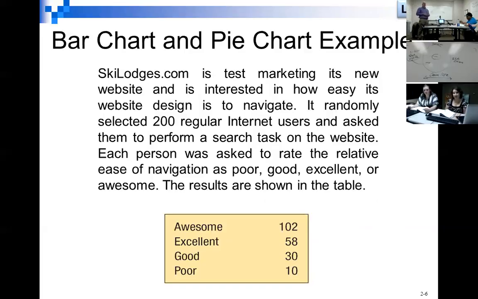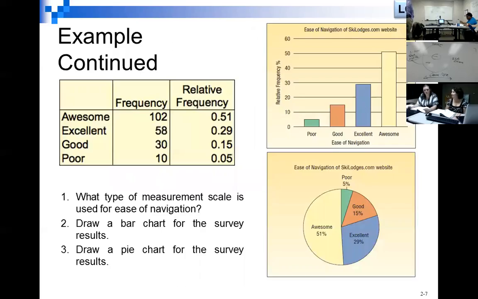They randomly select 200 regular internet users and ask them to perform a search task on the website. Each person was asked to rate the ease of navigation as poor, good, excellent, or awesome. And here are the results that are shown. What type of measurement scale is used for ease of navigation? All right, draw a bar chart for the survey results.